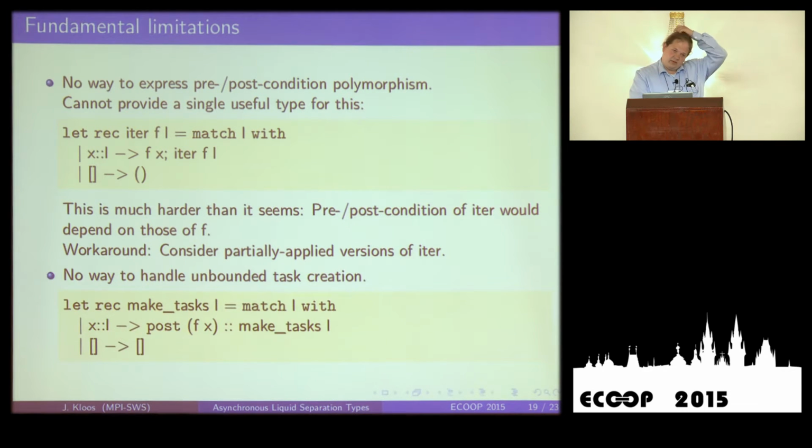Another thing that we cannot handle right now is unbounded task creation in the following sense. So assume we have another function that traverses a list and creates a task for each list element. That is something we cannot usefully express right now.